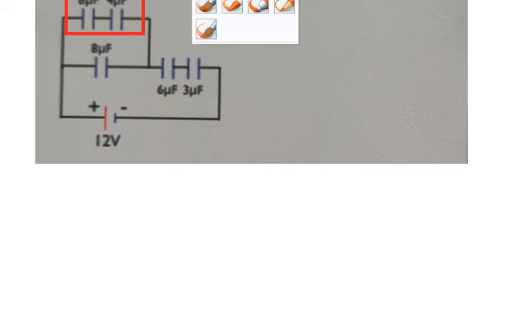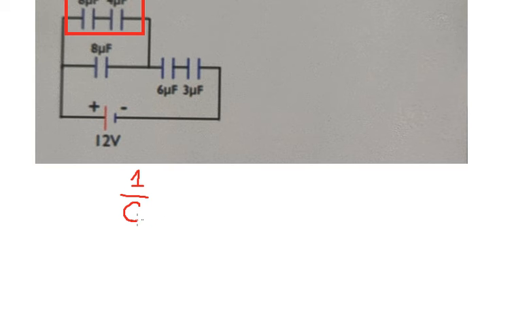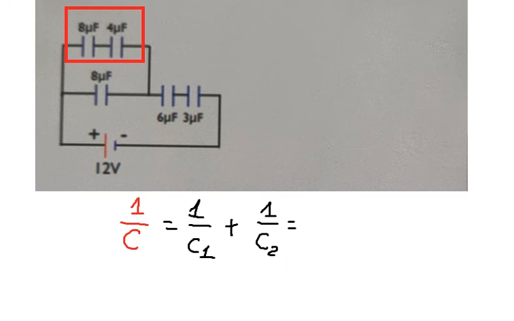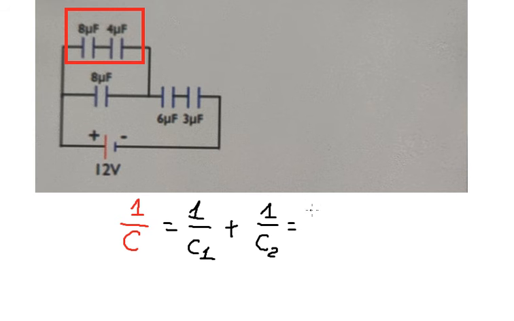We can find 1 over C equals 1 over C number 1 plus 1 over C number 2. So C number 1, that's 8. C number 2, that's 4. So this one we have 3 over 8.